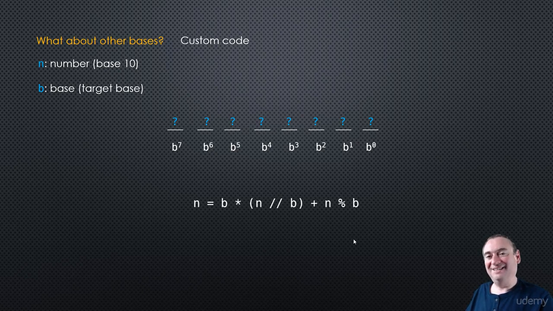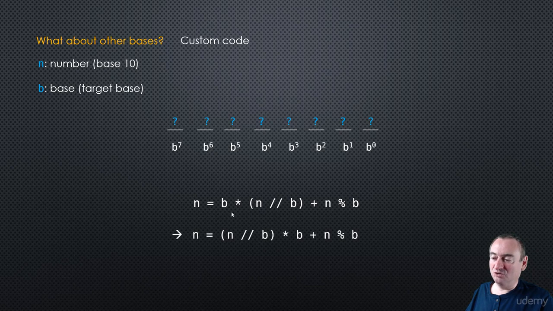Now I'm going to bring back that familiar equation that we've seen many times before. n equals b times n div b plus n mod b. The only thing is I'm going to rewrite it slightly. I'm just going to bump b over to the right-hand side of the div. So n equals n div b times b plus n mod b. And I'll use it in that format. So it's no different. It's the same equation. But it's a little easier working that way.